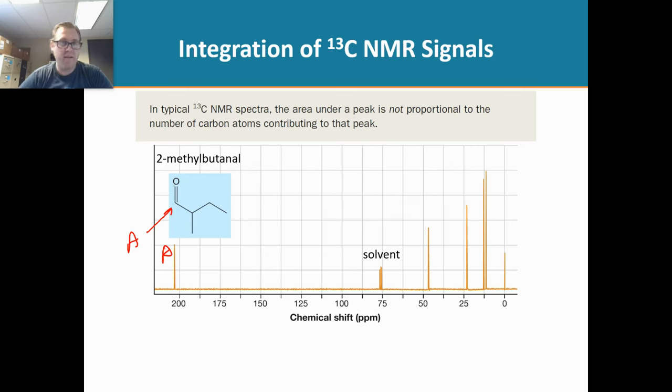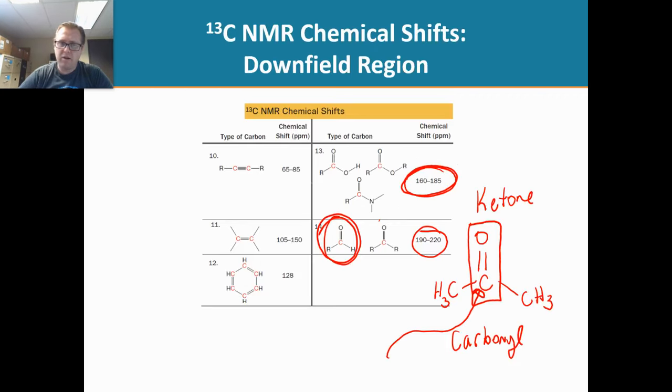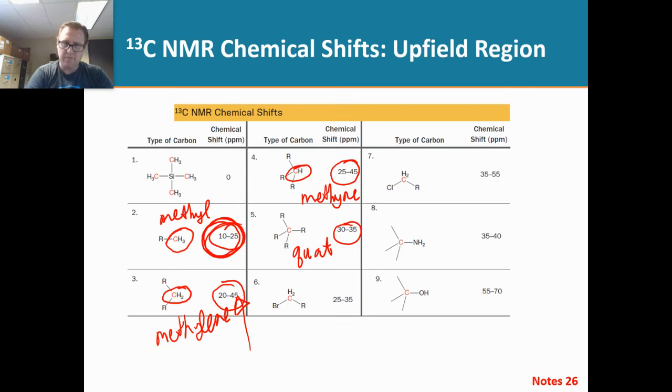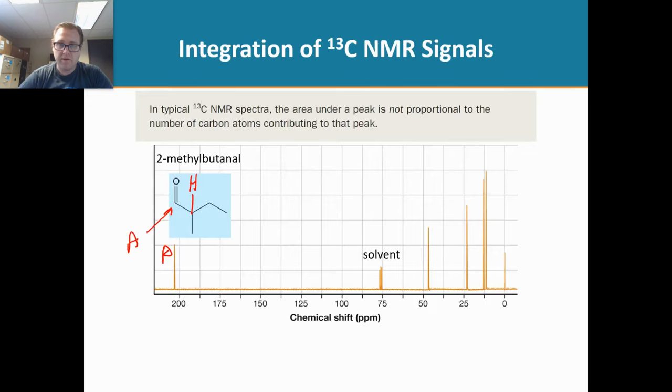Now we have a hydrogen coming off of here, our methine hydrogen. So where would we expect that signal? We would expect it around 25 to 45. Do we see that? Well, there's a 25 to 45 range. So in here, there's a signal. So that signal right there is going to be called B.